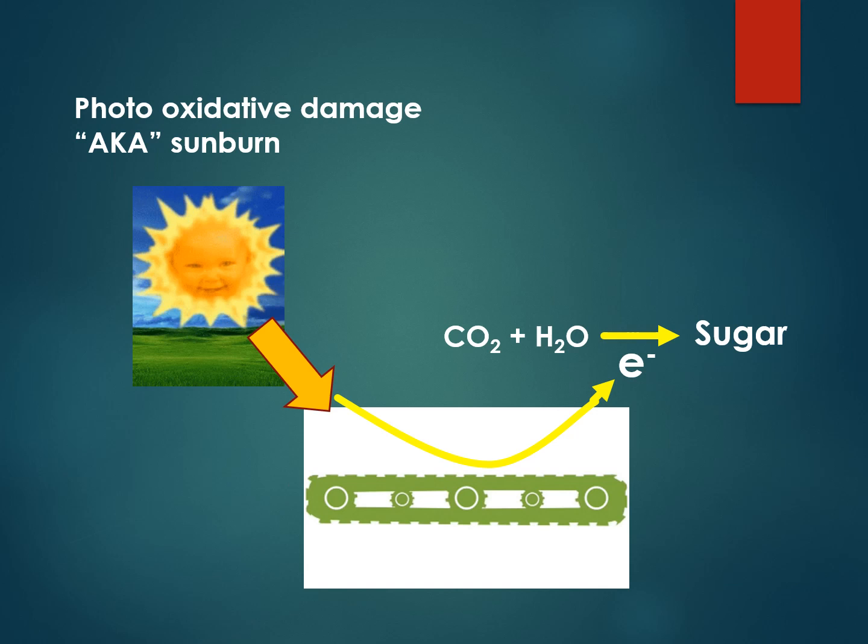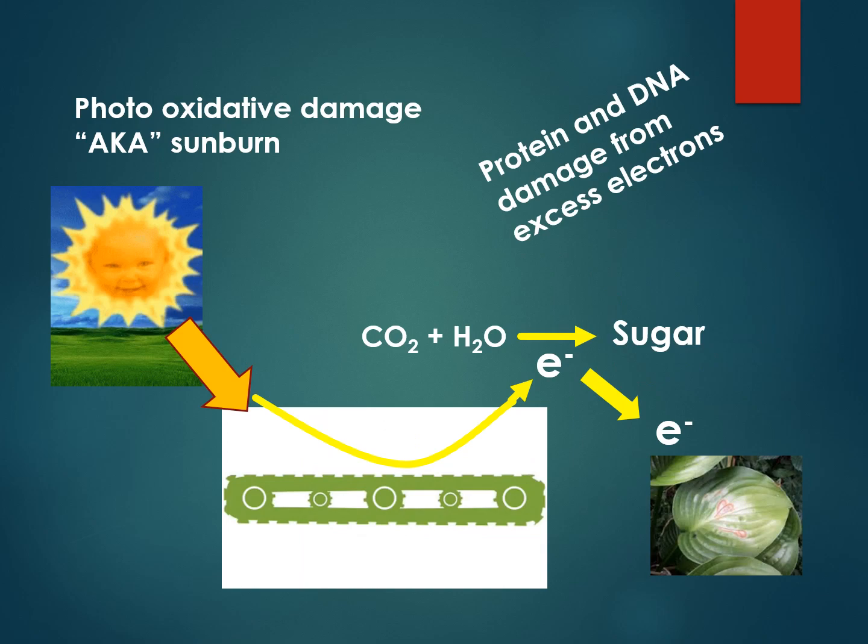So photooxidative damage, otherwise known as solarization: this intense sunlight is causing photosynthesis to go crazy. Remember, it's like a conveyor belt. And if the electrons are coming off faster than we can consume them to make sugar, those electrons end up damaging tissues like DNA and cell membranes and things like that, which cause cells to die.